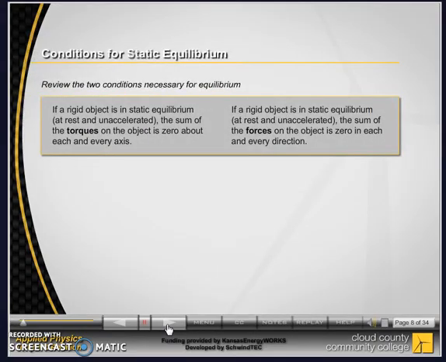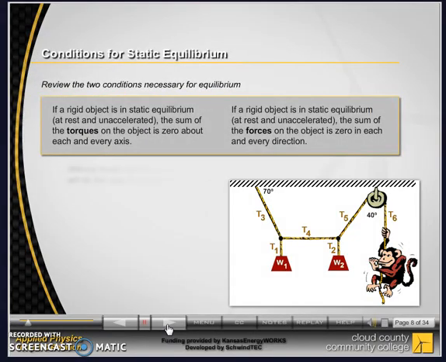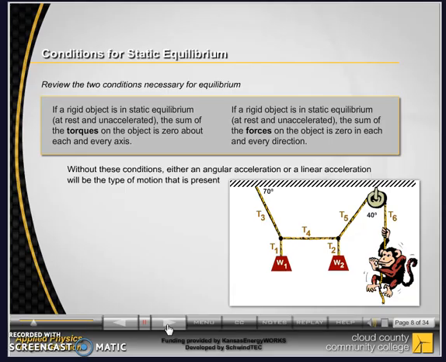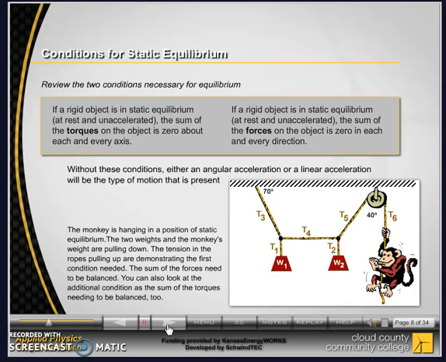Review the two conditions necessary for equilibrium. Without these conditions, either an angular acceleration or a linear acceleration will be the type of motion that is present. Notice the monkey is hanging in a position of static equilibrium. The 2 weights and the monkey's weight are pulling down. The tension in the ropes pulling up are demonstrating the first condition needed. The sum of the forces needs to be balanced. You can also look at the additional condition as the sum of the torques needing to be balanced too.